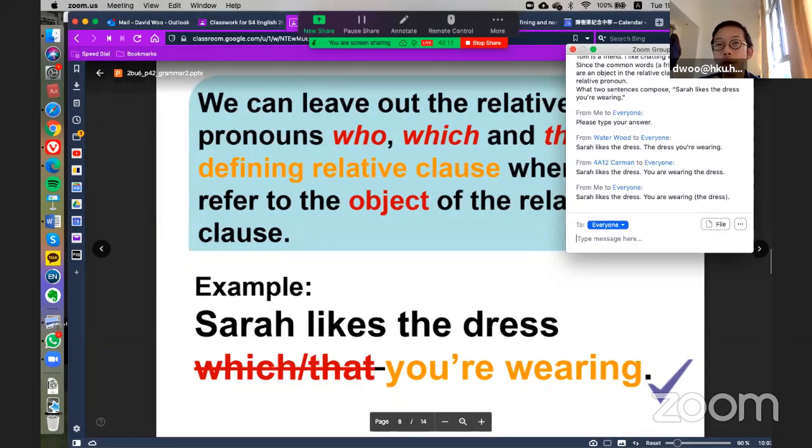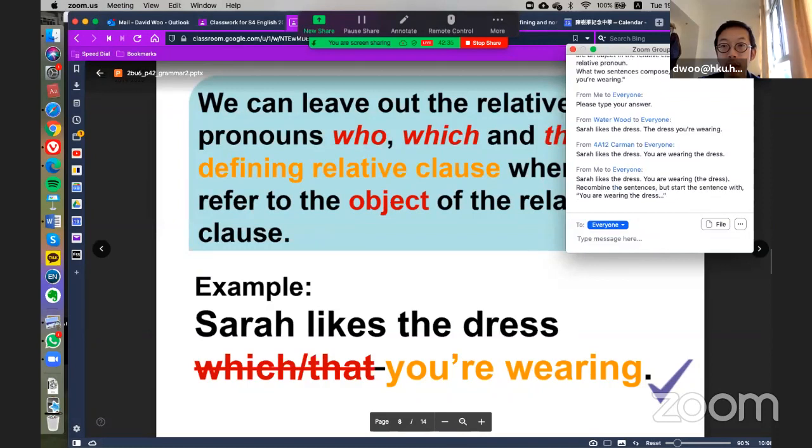Now, this is what I want you to do. Recombine the sentences, but start the sentence with you are wearing the dress. Complete that sentence. Now recombine the sentences and make Sarah likes the dress the relative pronoun.